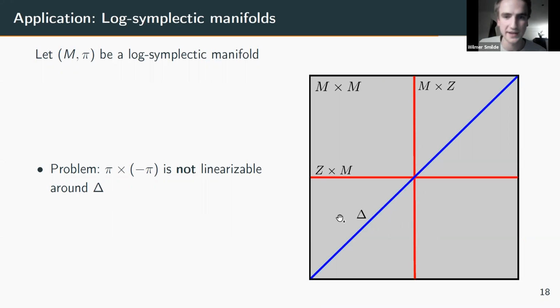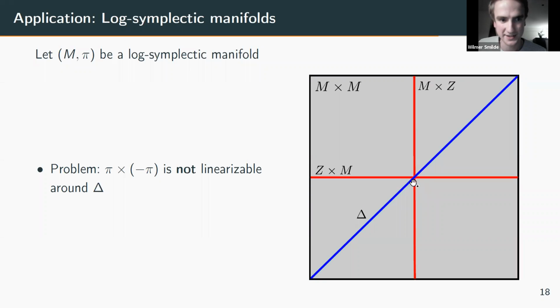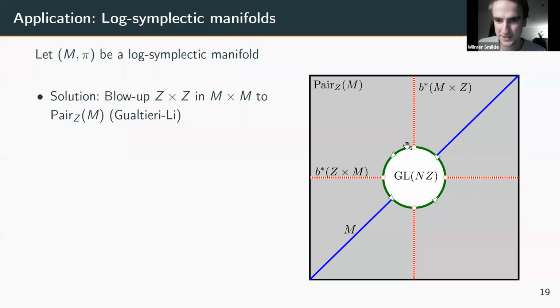So we need to do something else, and that's a blow-up construction. We basically perform a blow-up at the points where it goes wrong. So in Z times Z, where it's not linearizable, we blow this up, and we obtain a new groupoid, the pair groupoid of M, which is called the log pair groupoid. Well, almost. We need to remove some parts, but I will not go into much detail about that. So the red striped parts are removed.